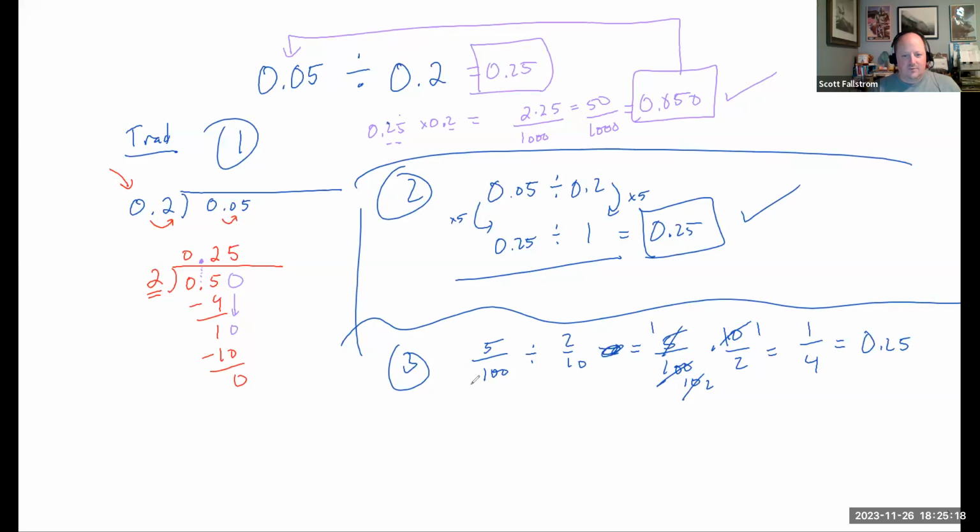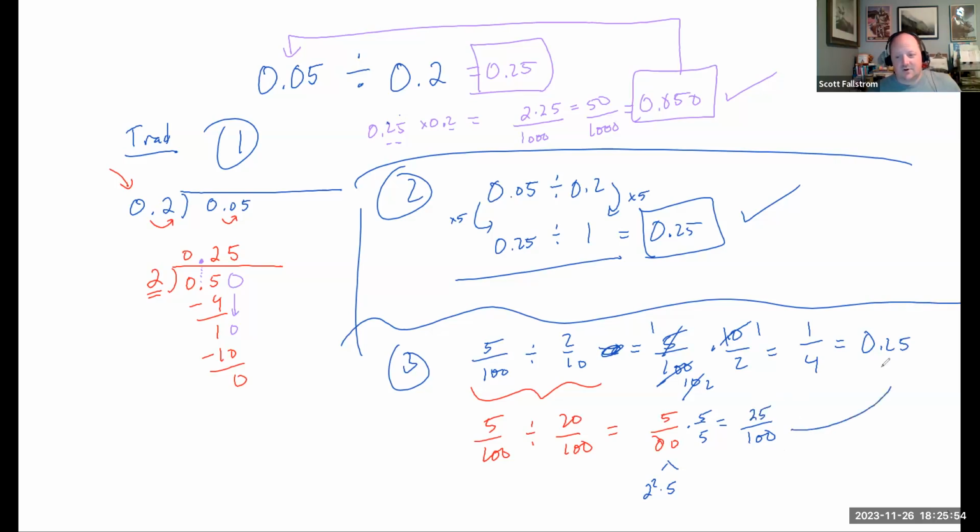If you prefer, you could have rewritten this one as 5 over 100 divided by 20 over 100. Got a common denominator. And what does this equal? That equals 5 over 20. And then all you'd have to do is get this into decimal form. Either divide with whole numbers, 20 into 5, or multiply to give yourself a power of 10. Now remember, this goes back to section 7.1. This is 2 squared times 5. I need one more 5 to make 2 squared times 5 squared, which is 10 squared. So this becomes 25 over 100, and in decimal form, we get 0.25.